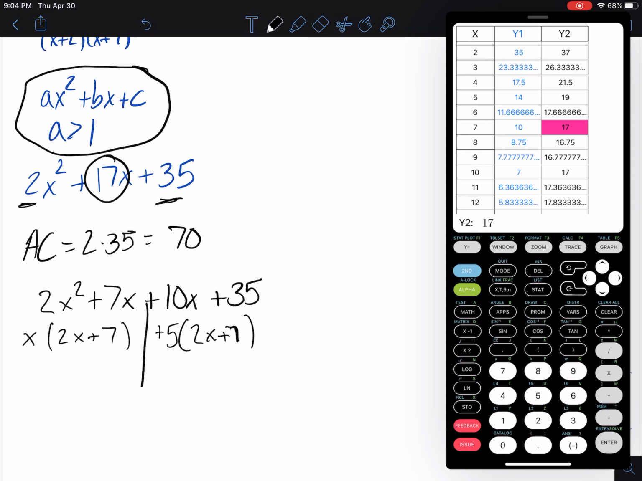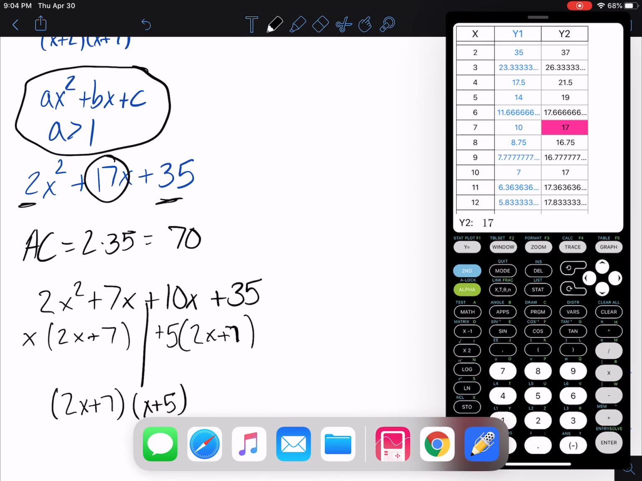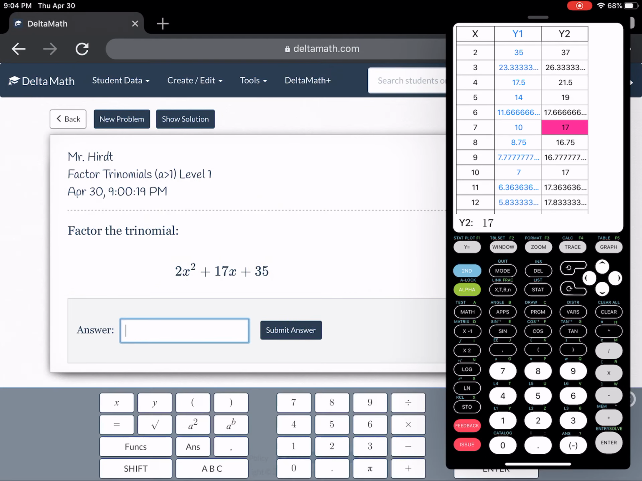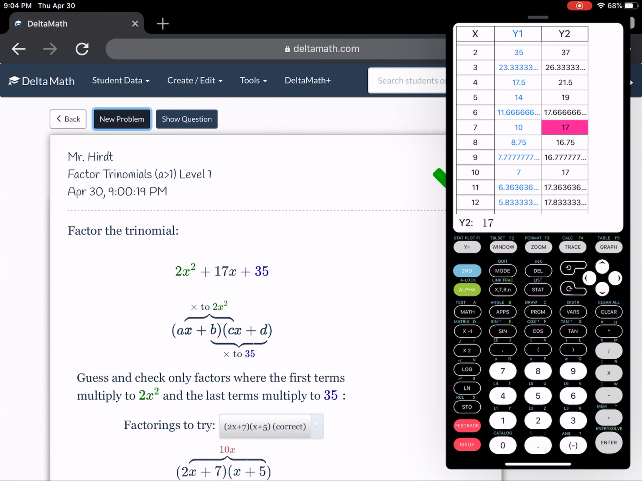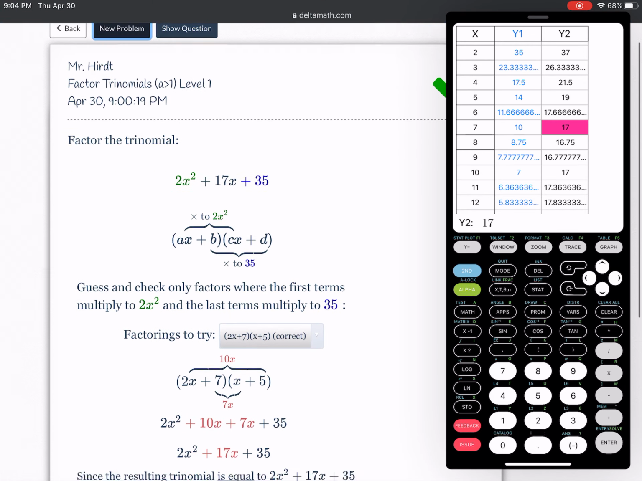And if you remember when we did this, we were looking to get the same thing inside the parentheses. So that tells me that one of my factors is 2x plus 7. The other factor is x plus 5. And so for Delta Math, I'm going to get 2x plus 7 and x plus 5. And there's my correct answer.